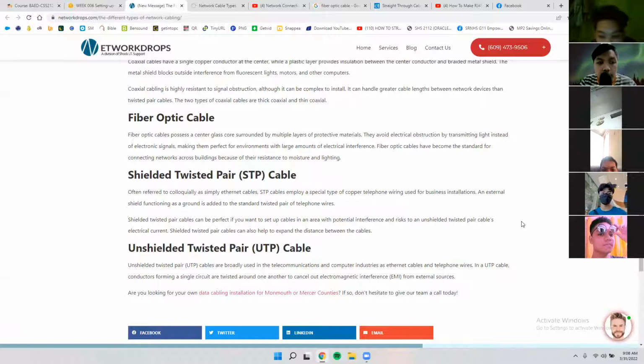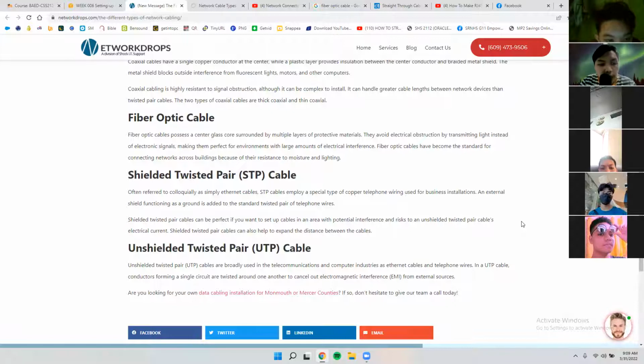So shielded twisted pair often referred to colloquially as Ethernet cables. Actually, they are same as Ethernet cable. STP cable employed a special type of copper telephone wiring used for business installation. External shield functioning as a ground is added to standard twisted pair on telephone wires.